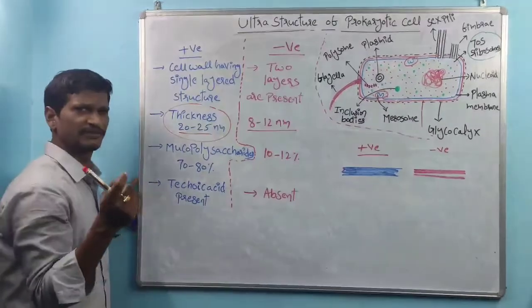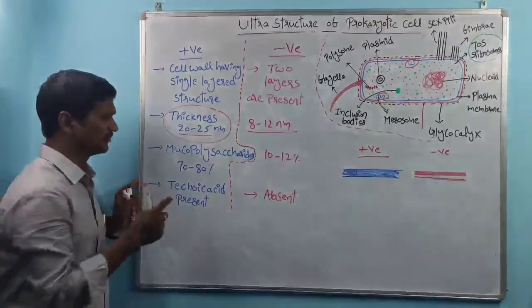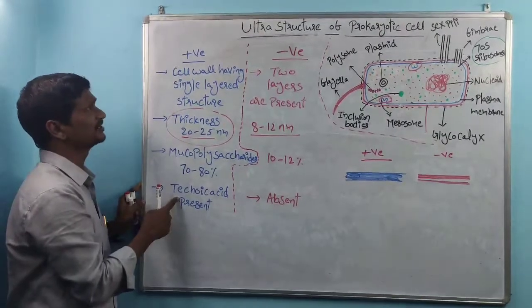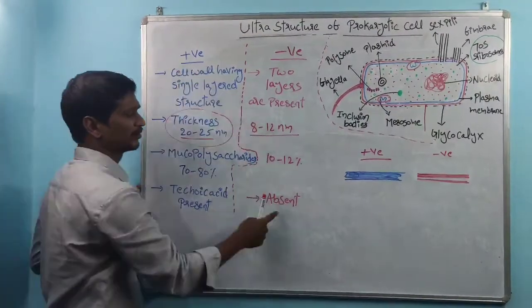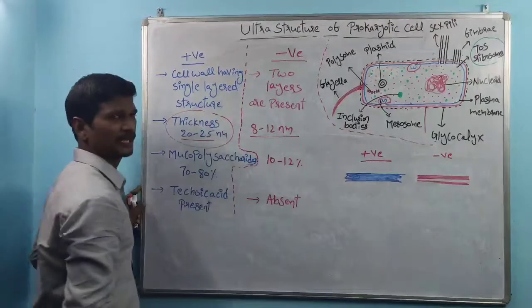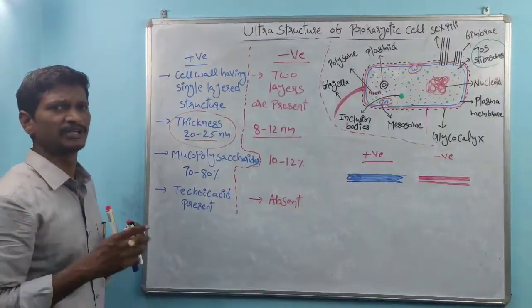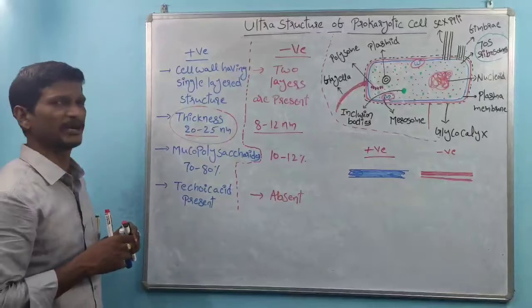Teichoic acids. These are very special structural components which are only seen in gram-positive bacteria. So teichoic acids are present in gram-positive bacteria and absent in gram-negative bacteria. This is the structural differentiation between gram-positive and gram-negative bacteria.